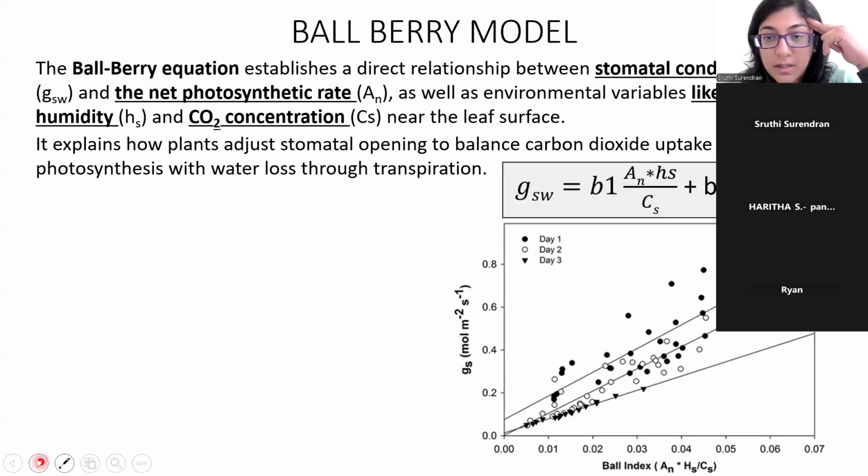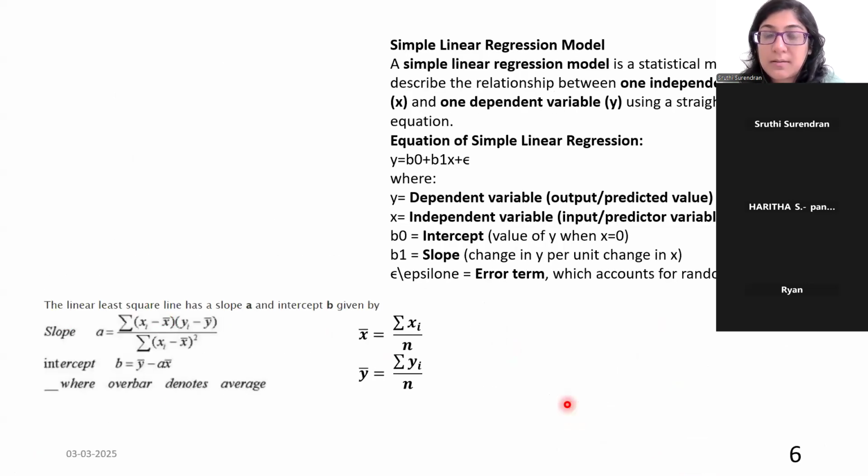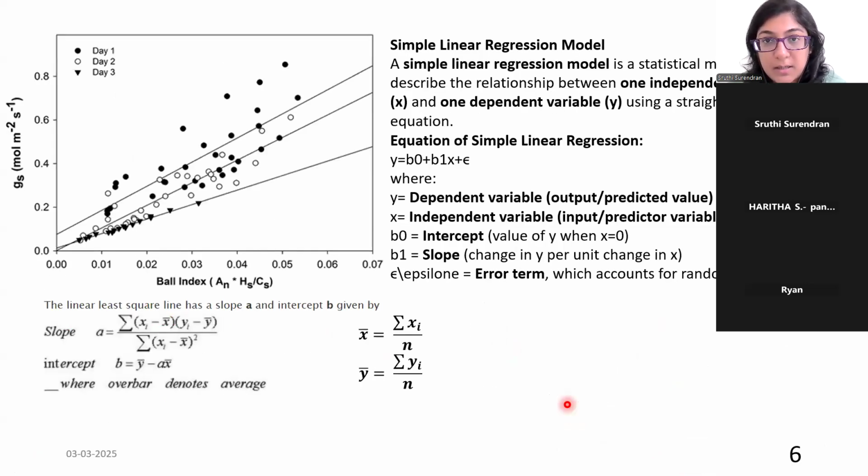did the linear regression method to obtain the equation of the line that is the best fit between the stomatal conductance and this term called the Ball index. We also get the slope and the intercept values associated with the specific line, which give us the sensitivity of stomatal conductance to photosynthesis and the environmental variables, and the intercept gives us the baseline conductance when photosynthesis is negligible.